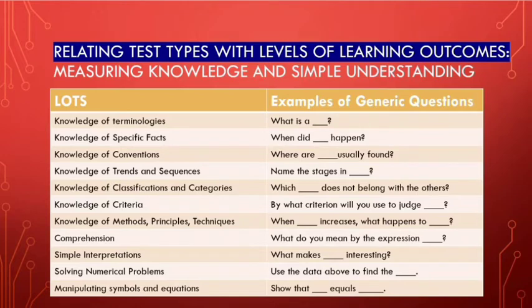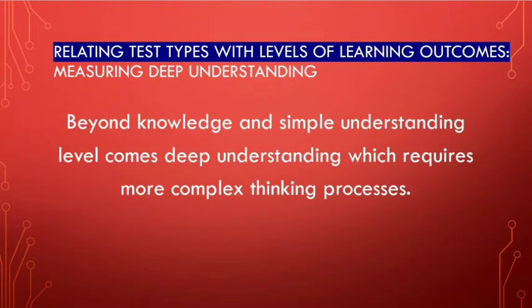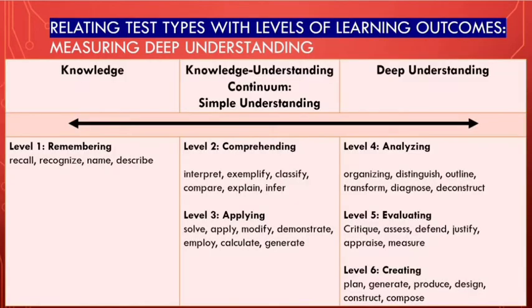And I repeat, if you target comprehension in the lower order thinking skills, then the type of question which you are going to give should be about comprehension. Now, beyond knowledge and simple understanding level comes deep understanding, which requires more complex thinking processes. So, when we talk about deep understanding, it's above the lower order thinking skills. Now, you would see on this slide what we mean by the lower order thinking skills and the higher order thinking skills.